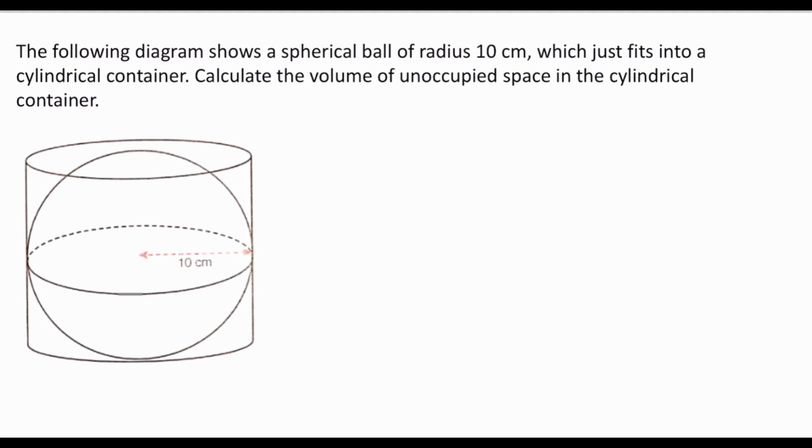So in order for us to find the volume of the unoccupied space, what we're going to do is find the volume of the cylinder, and we're going to take away the volume of the sphere. And notice how I'm actually writing out volume of cylinder minus volume of sphere. This is a really great idea, especially for those of you who are not so strong at math, because it's going to help you keep your thoughts organized.